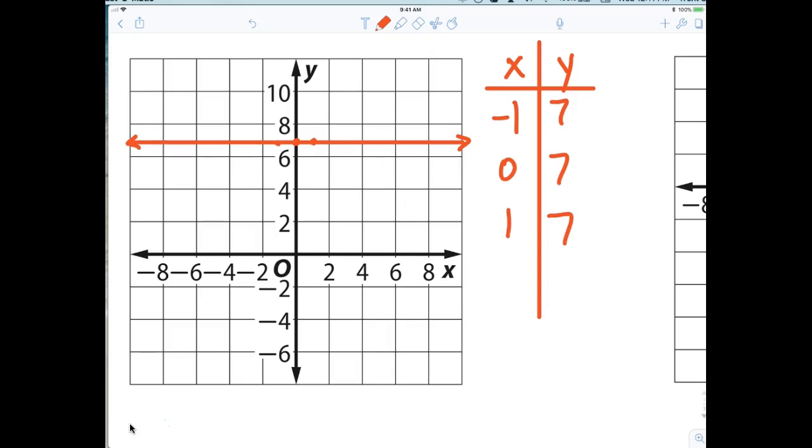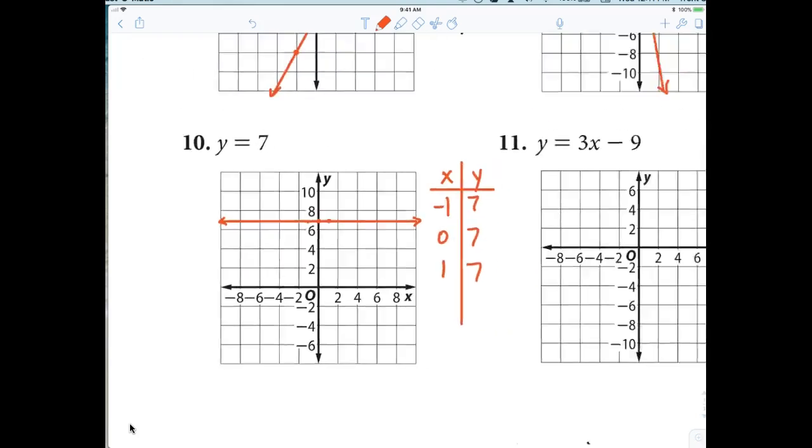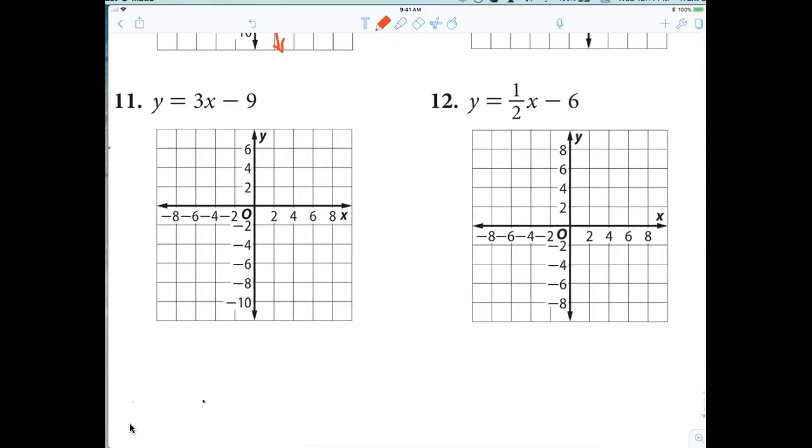So we go with that? Yes, the y value is always 7. Good? All right, here we go. Come on, stay with me now. I got 2 more to go. How much time is left?